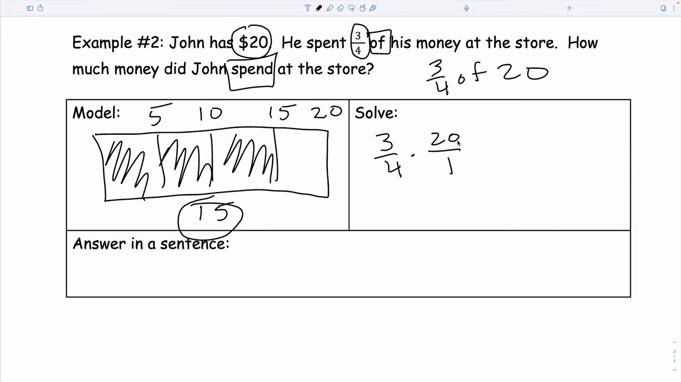Can I cross cancel anything from 4 and 20 or 4 and 3? Good, Jackson. 4 goes into 4 once. 4 goes into 20 5 times. Board to paper, Josiah. We just cross cancel. That's a key part today. So I have 3 times 5 on top, 1 times 1 on bottom. 3 times 5, whole class, 15.